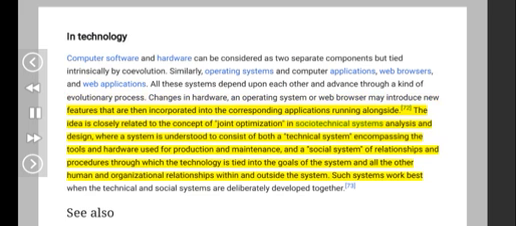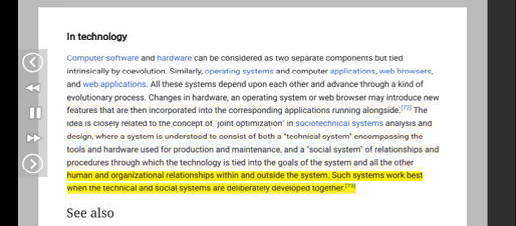The idea is closely related to the concept of joint optimization in socio-technical systems analysis and design, where a system is understood to consist of both a technical system, encompassing the tools and hardware used for production and maintenance, and a social system of relationships and procedures through which the technology is tied into the goals of the system and all the other human and organizational relationships within and outside the system. Such systems work best when the technical and social systems are deliberately developed together.